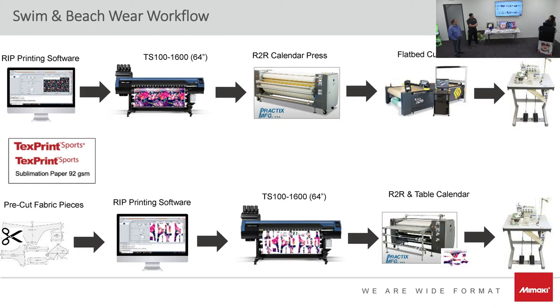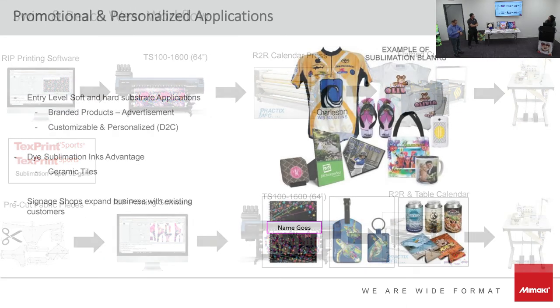The second workflow is showing you how to start off with your pre-cut fabric pieces. You can upload your quantities in the RIP printing software and then print them using a TS100 onto transfer paper, and then transfer your design onto your fabric. And then once that is completed, you can move into your cutting operation, cut out your pattern pieces, and then sew your goods.